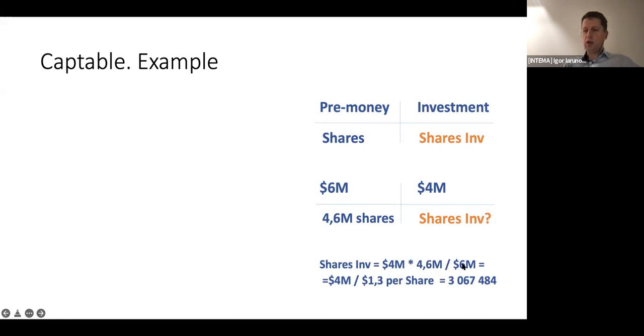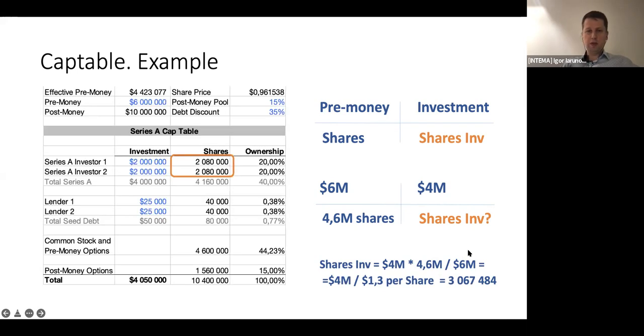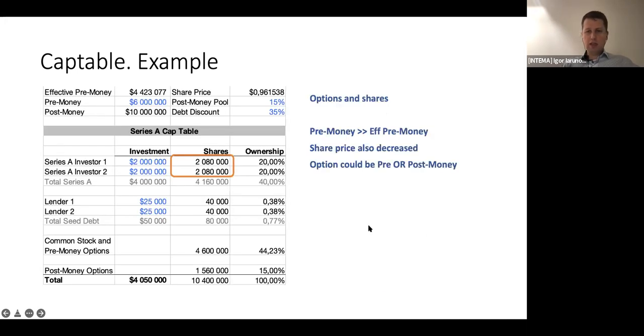If we divide 6 million by 4.6 million shares, we receive the price per share. This proportion is called price per share. Now we can get the same by dividing the 4 million invested by 1.3, the price per share. So our investor is going to receive 3,067,000 shares. So simple, obvious. Let's go through the example.